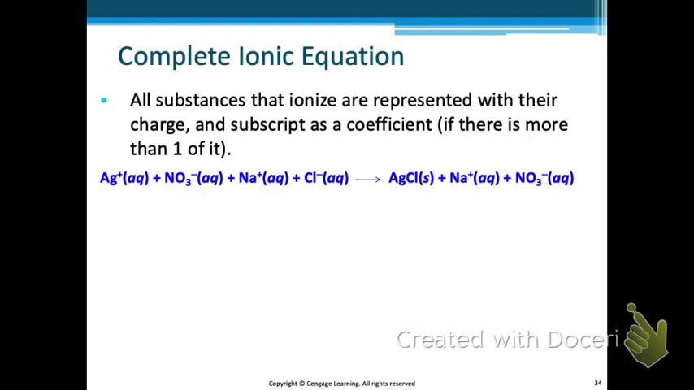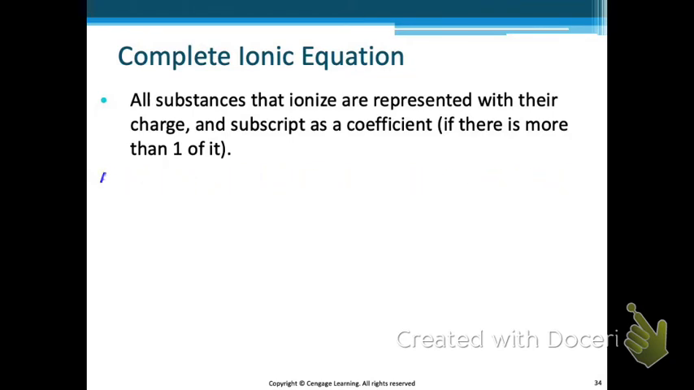The next thing is called the complete ionic equation. It says all substances that ionize are represented with their charge and their subscript as a coefficient if there's more than one. So I want to go ahead and write this out. Did I remove this from your slides, or is it on there? It's on there. Okay, I want to show you where that's coming from. So I'm going to go ahead and rewrite it, but I want us to see what's happening here.